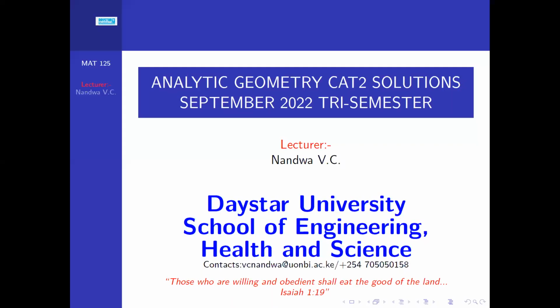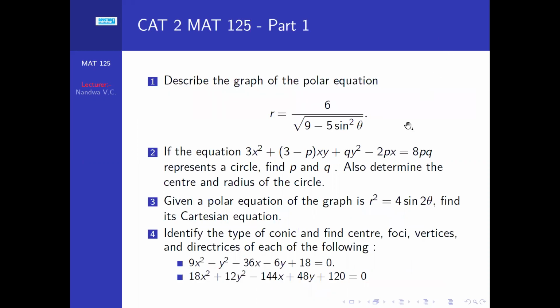Welcome. We are going to discuss the solutions to the CAT2 problems. And this was the first set of problems to describe the graph of the polar equation r equals 6 over square root of 9 minus 5 sine squared theta.